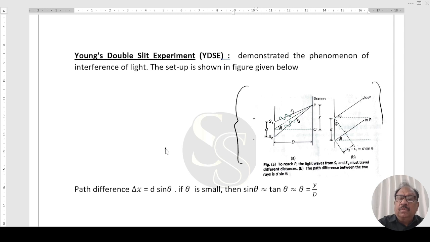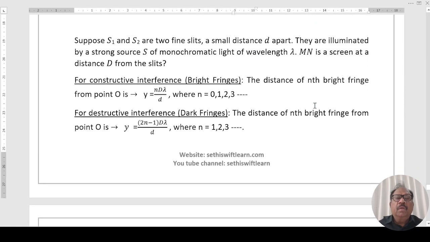This is a Young double slit experiment. Two coherent sources, having the same wavelength and same amplitude, superpose here. Then depending on the path difference, dark or bright fringes will be obtained. For constructive interference, this is the condition. For destructive interference, this is the condition.